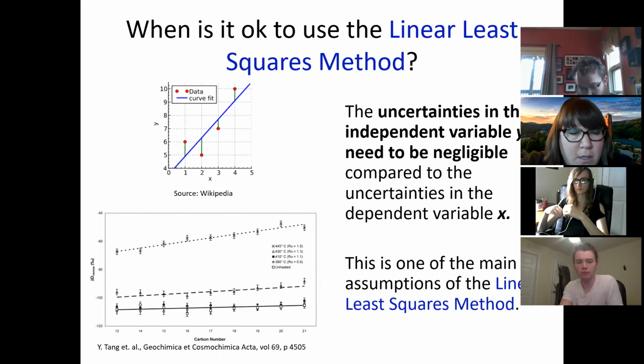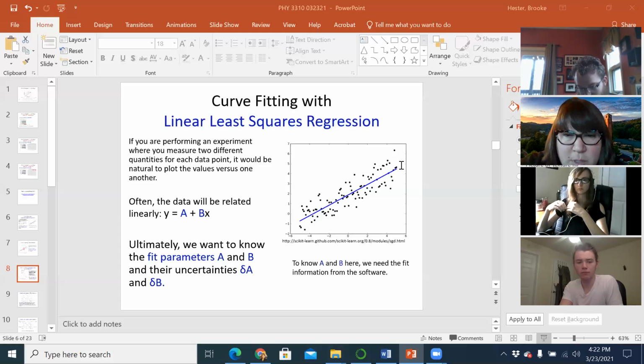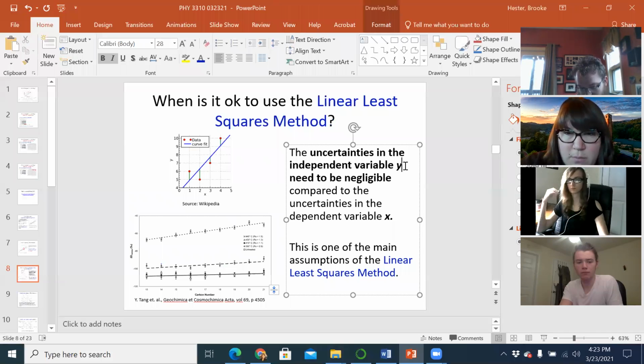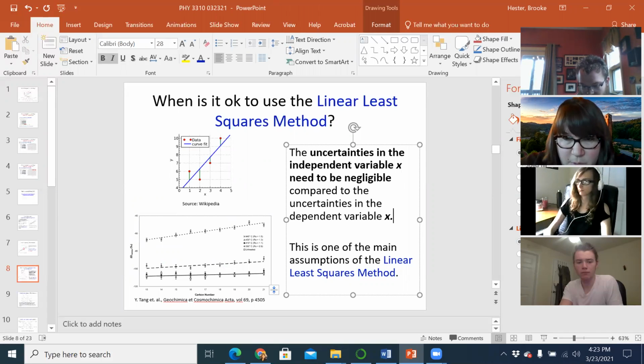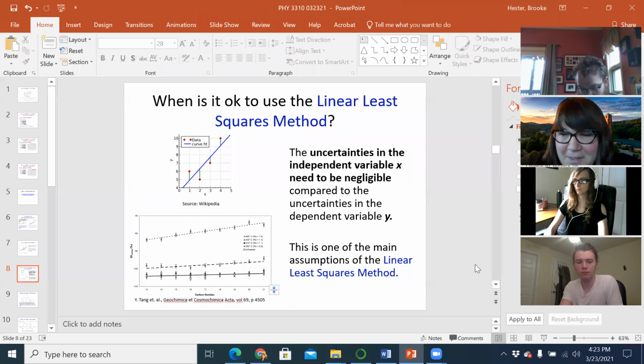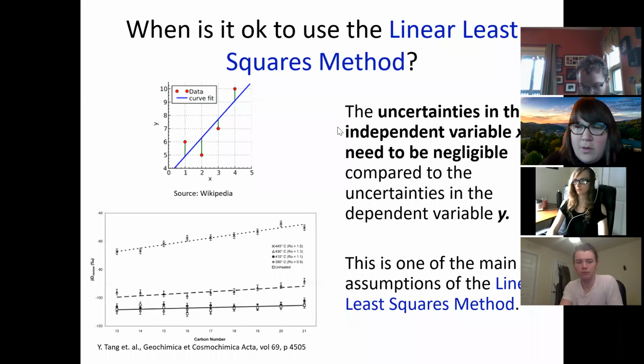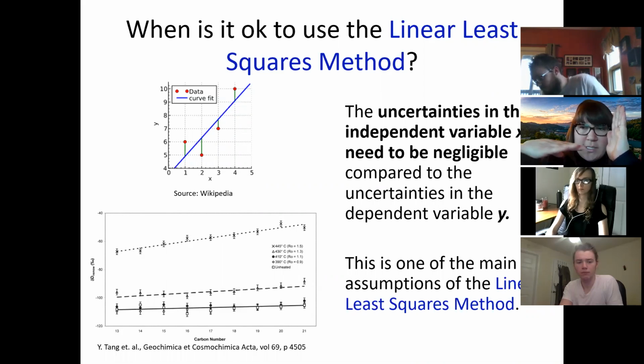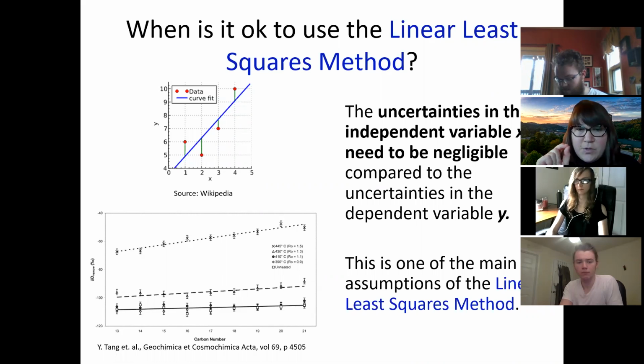I wrote that backwards on the slide. Be negligible. Yeah, sorry. What I said out loud was correct, and what was on the slide here was backwards. Okay, I think we got it now. So the uncertainties in this direction need to be big compared to the uncertainties in this direction. Your x-axis uncertainties should be really small, should be negligible compared to the y-axis uncertainties.